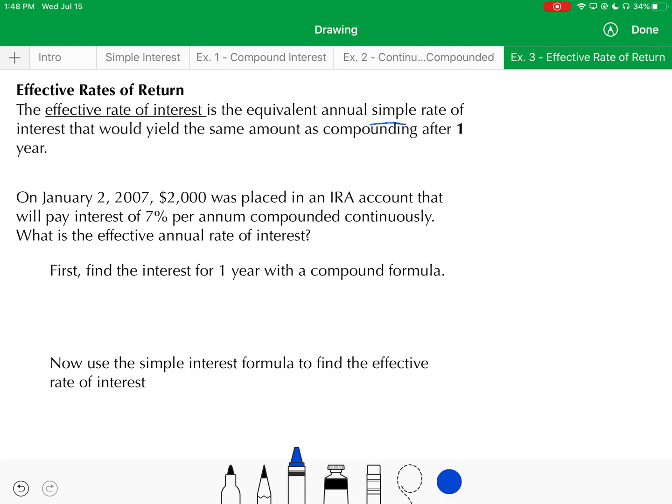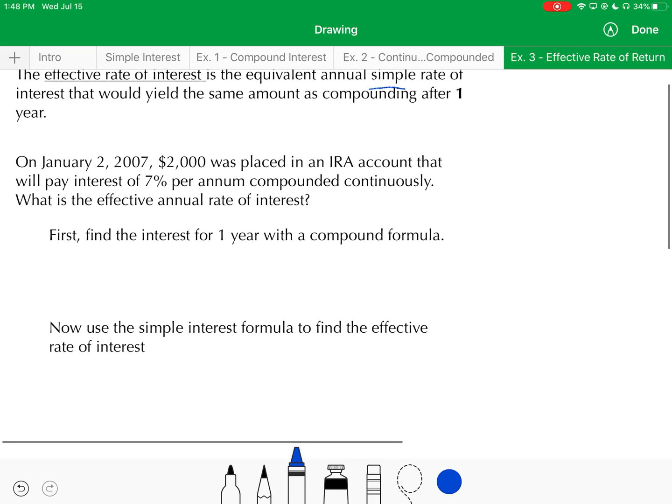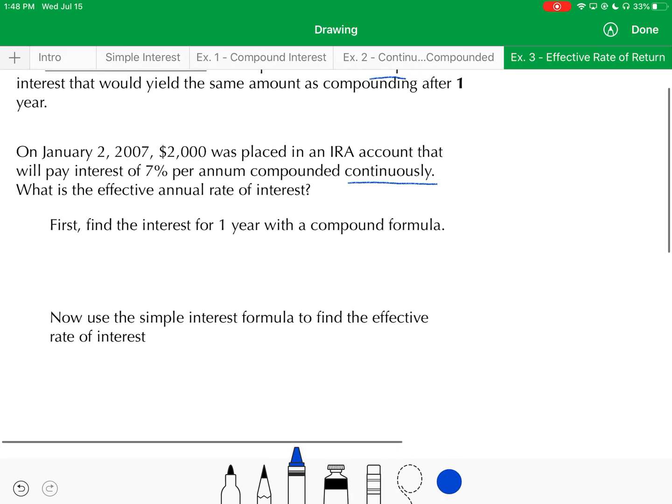We have January 2nd, 2007, $2,000 was put into an IRA account that will pay interest of 7% per annum, compounded continuously. What is the effective annual rate of interest? So what we need to do first is find the amount of interest that would be gained in the compounding scenario. Now this is continuously compounded interest, so I'm going to have to use my formula.